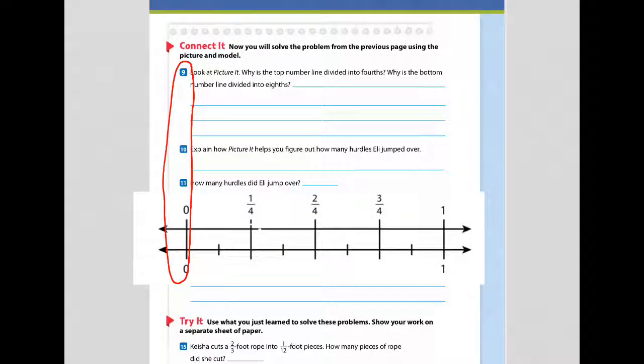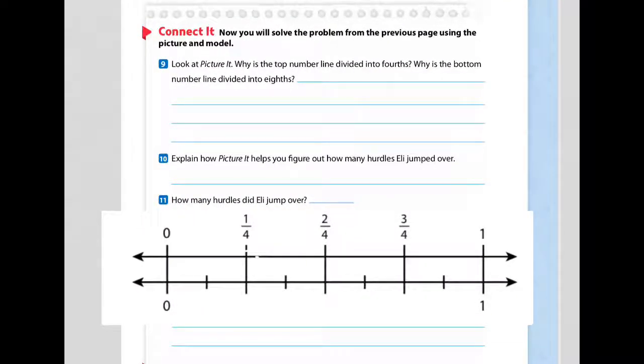All right, so now you should have 9 through 14 done, and I am going to go over the answers now. Remember, if you have anything wrong, just fix it. No biggie. So 9 says, look at picture it. Why is the top number line divided into fourths? Why is the bottom number line divided into eighths? So you don't have to have my exact words.